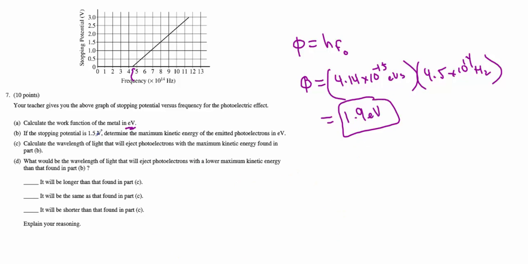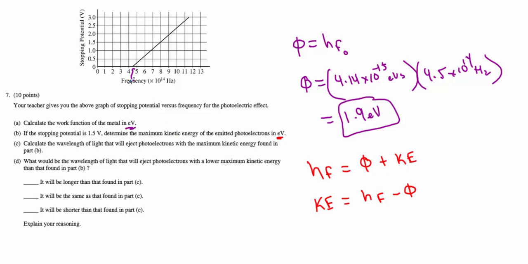Now, we want to know, if the stopping potential is 1.5 volts, what's the maximum kinetic energy of the emitted electrons in, again, eV? Well, recall the incident energy, hf, must always equal the work function plus the kinetic energy, or maximum kinetic energy for the electrons. We're looking for KE. So your KE will be equal to the incident photon energy minus the work function, meaning how much energy is getting put in minus the amount of energy it requires to take it out. Whatever's left over will be kinetic. Well, we already know the work function. We figured that out.